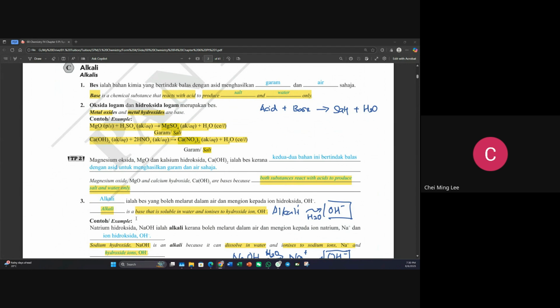An alkali is a base that is soluble in water and ionized to produce the hydroxide ion. Just now, the hydrogen ion was the active group for acid, so OH negative is the active group for alkali. Sodium hydroxide is an alkali because it dissolves in water and ionizes to sodium ion and hydroxide ion. Okay, jot this down.